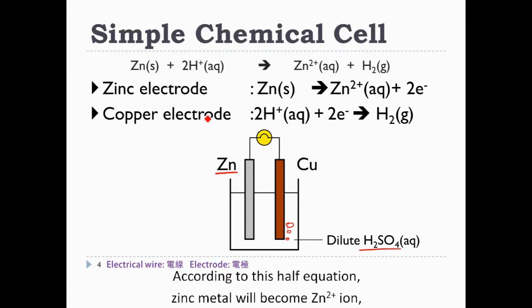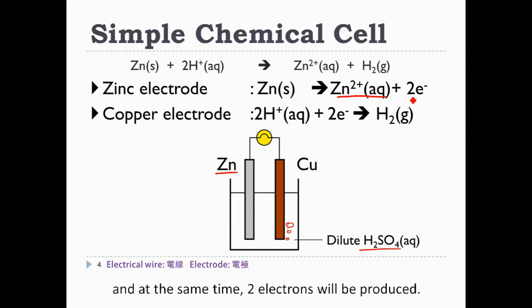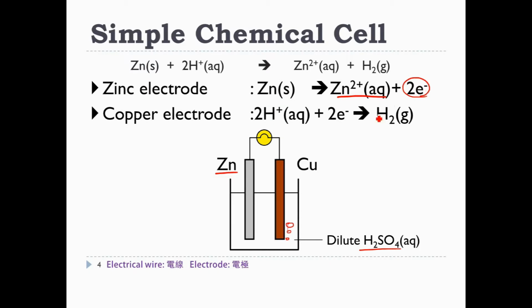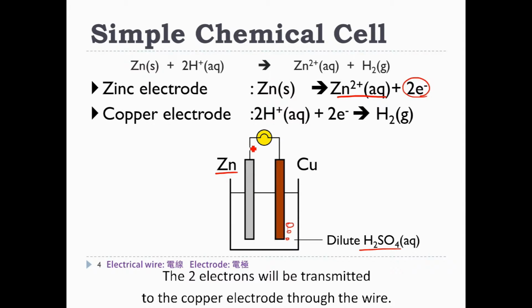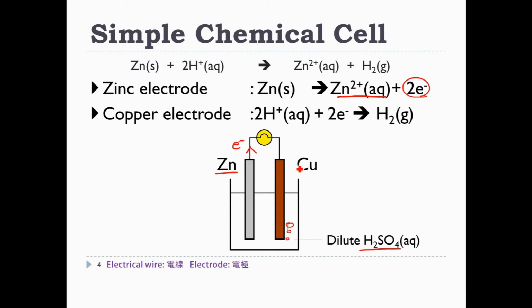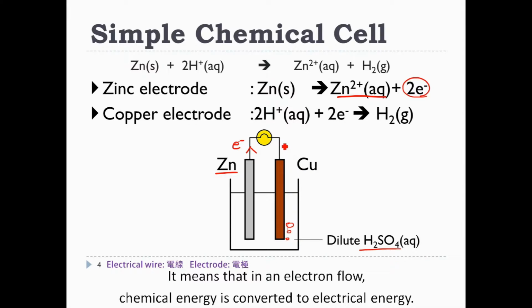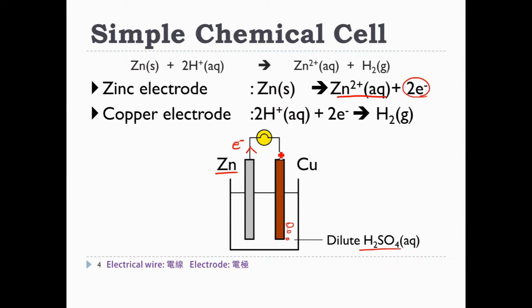According to this half equation, zinc metal will become Zn2+ ion, and at the same time, two electrons will be produced. The two electrons will be transmitted to the copper electrode through the wire. It means that in an electron flow, chemical energy is converted to electrical energy. Therefore, the bulb lights up.